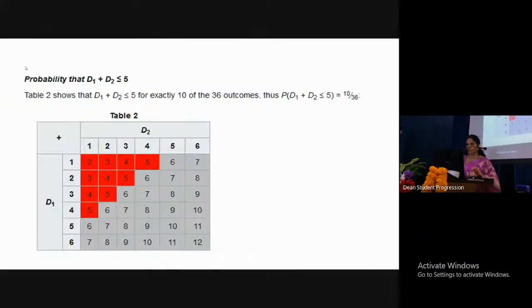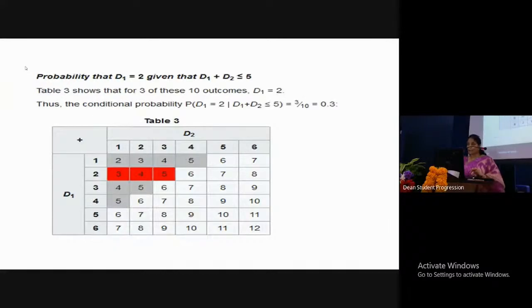Now, for example, look at this: D1 plus D2 is less than or equal to 5. There are two dice which I'm just throwing. I built a table out of this, and I'm saying D1 plus D2 is less than or equal to 5. The total number of values where D1 plus D2 is less than or equal to 5 is 10. The total number of occurrences is 36. So the probability for D1 plus D2 less than or equal to 5 is 10 by 36.